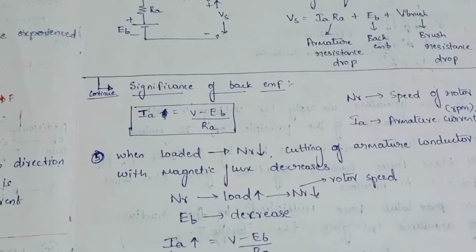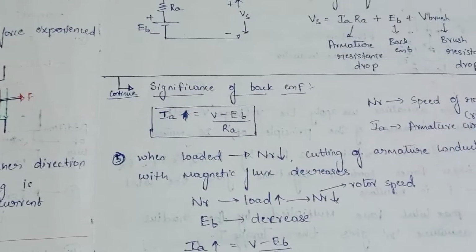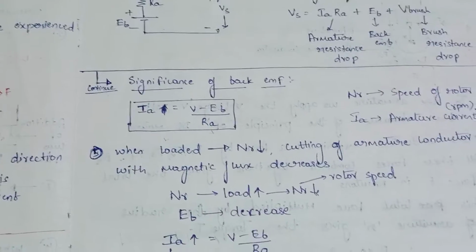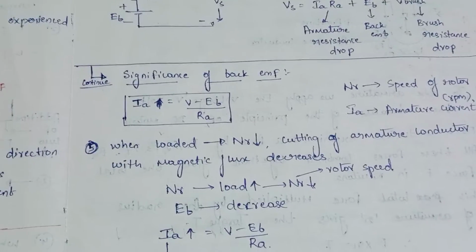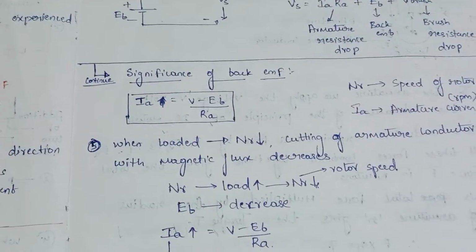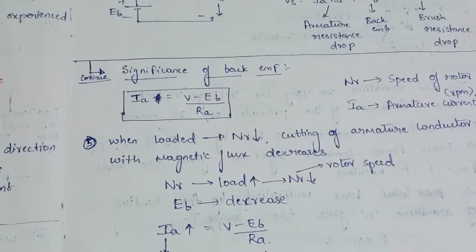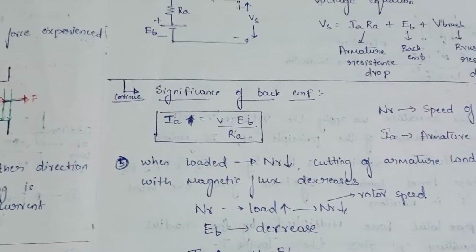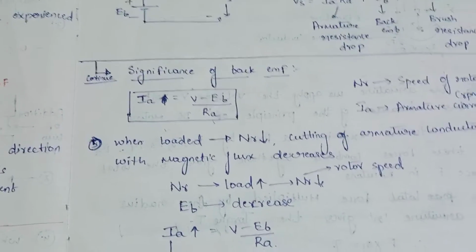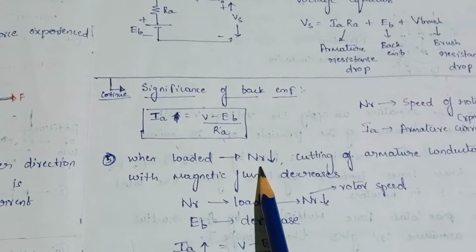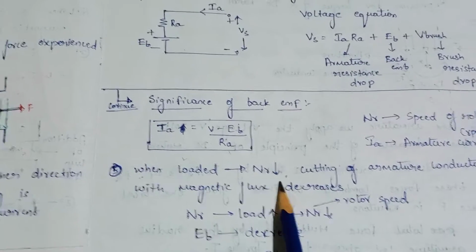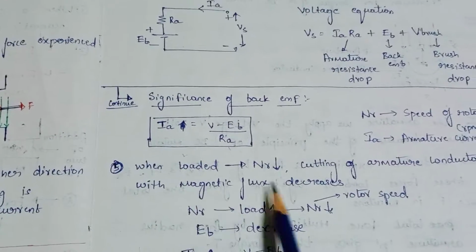What do you mean by self-regulating? That is, when you load, which means you want more work from a motor, the task which is given for the motor to function will be high, then it is called loaded. When you load, what happens? The armature conductor speed decreases. That is, when you load, N decreases. Okay, so what happens? The cutting of armature conductor with magnetic flux decreases.